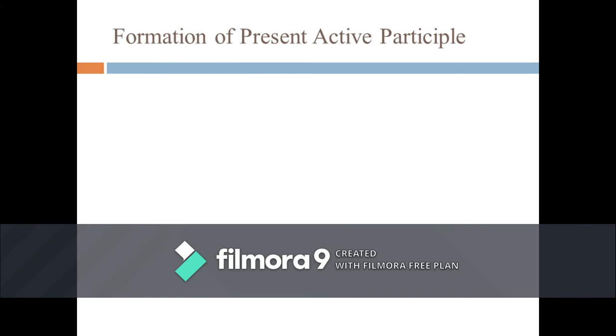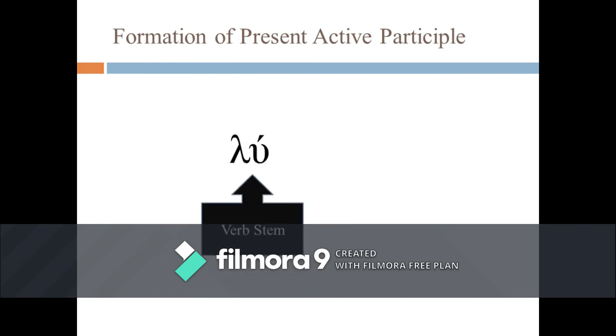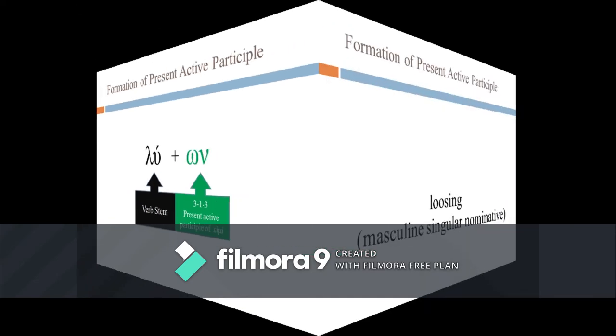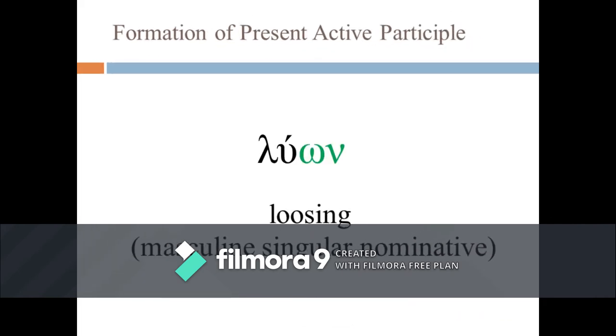Formation of the present active participle begins with a verb stem. And remember that verb stem contains the aspect. We're going to use lu, and we know we're using lu because lu never changes no matter what stem it is. And we're going to add to this a 3-1-3 present active participle of eimi. We'll look at these later. I'm going to give you the chart for what the present active participle of eimi is. So we end up with luon, loosing.